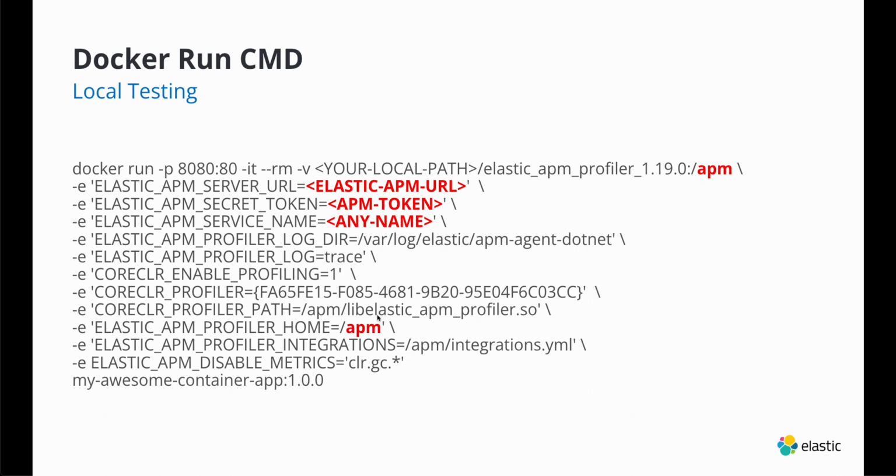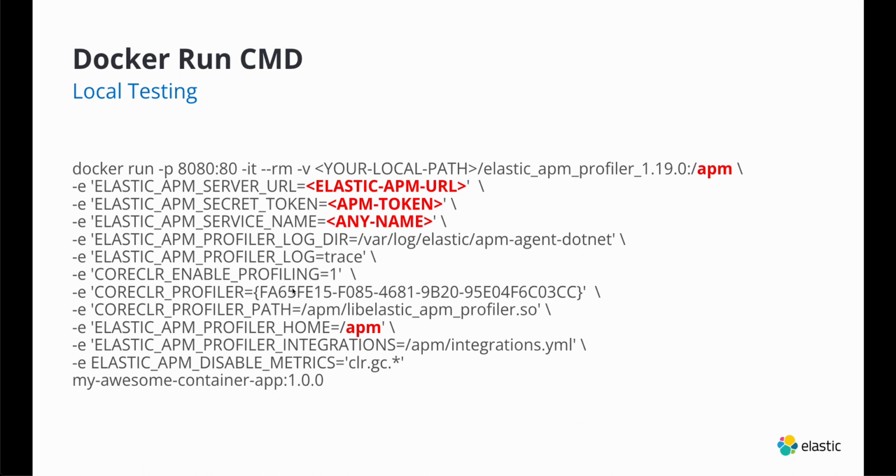If you want to run this locally, and I highly recommend you try this first locally, and then once you have this instrumented, then you go and do this in Azure App Services. Here's the Docker run command for local testing. You can see here that I'm mounting my local path, my Elastic APM profiler, just like I'm doing on Azure with /apm. Then the mount point, your APM URL, your token, I showed you how to do that. And then any service name, call it anything silly or something serious, doesn't matter, just call it something because it'll show up in the service map.